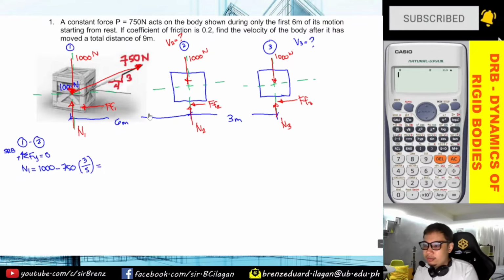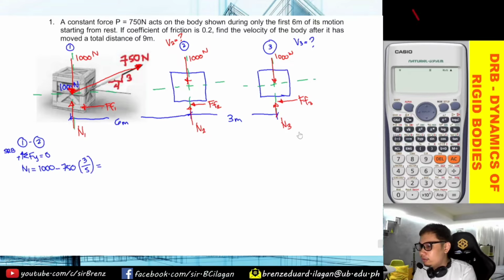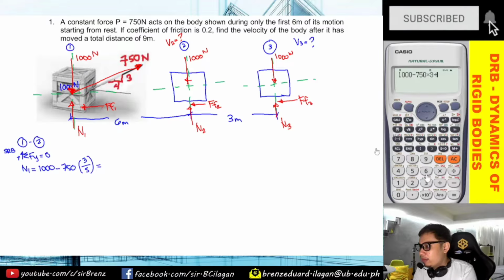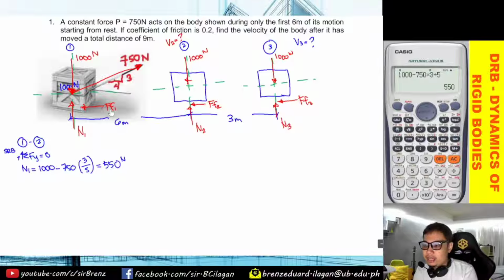Calcu. Wait lang. Ilalagay ko na lang yung calcu. So, 1,000 minus 750 times 3 divided by 5. So, the answer is 550. And now, since we have the value of our normal force, we can now solve for the frictional force.